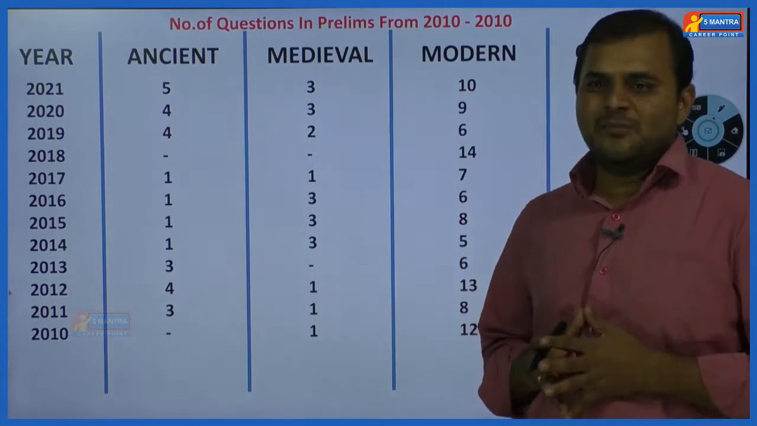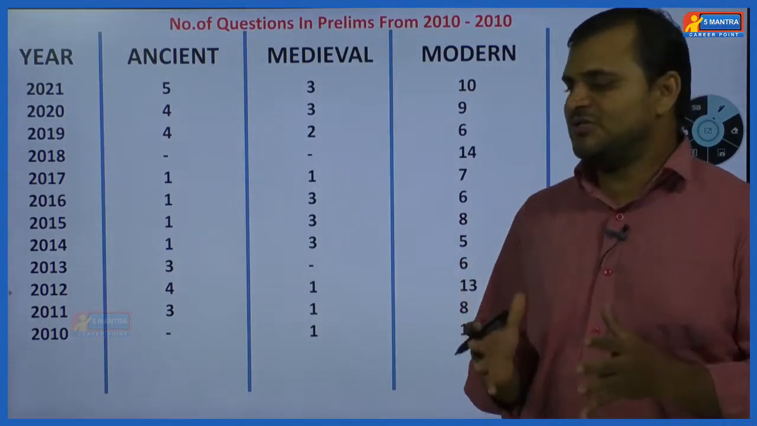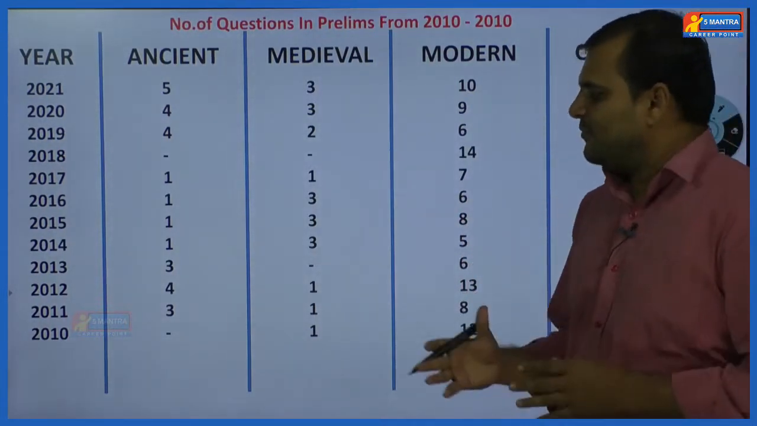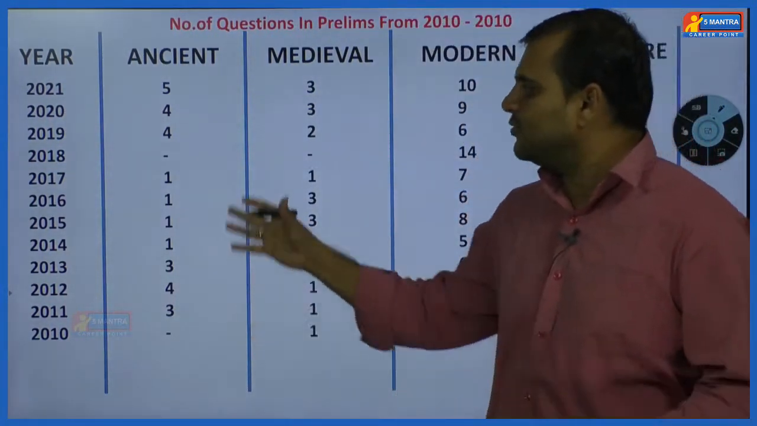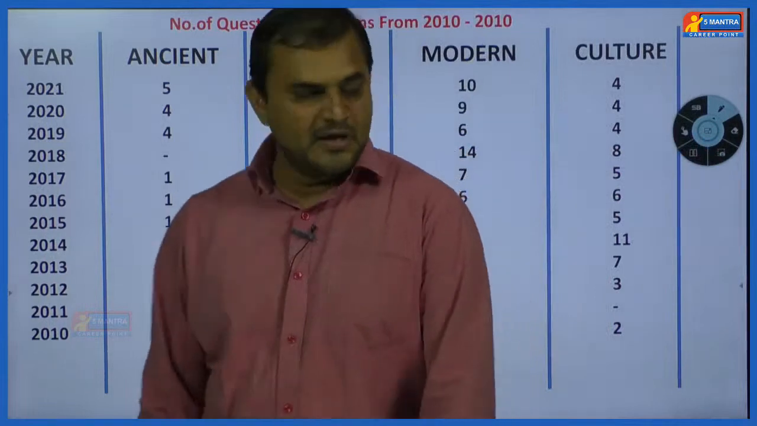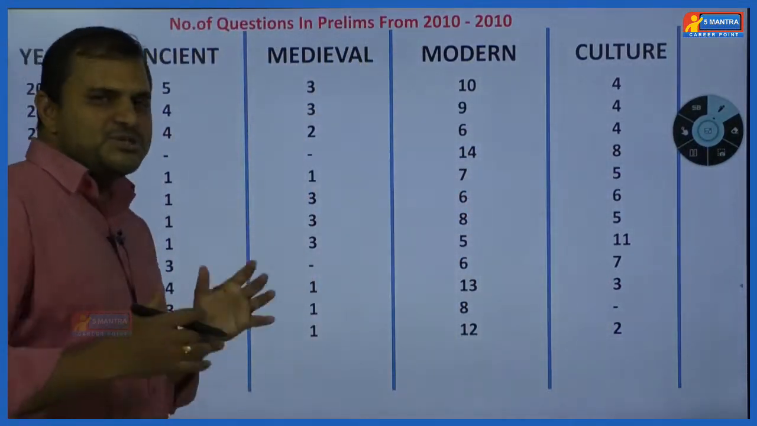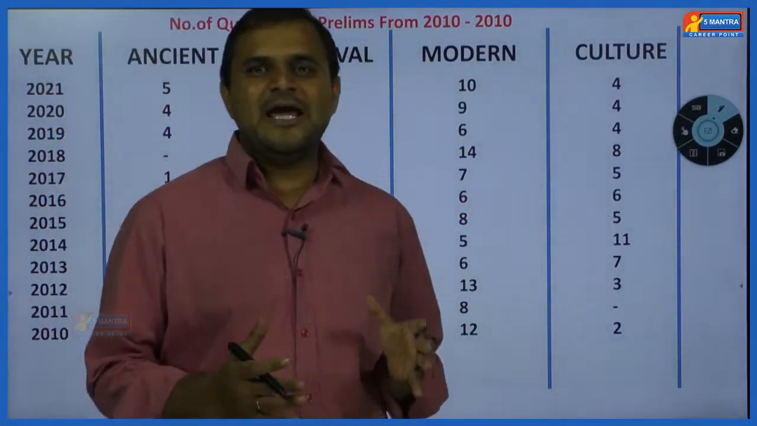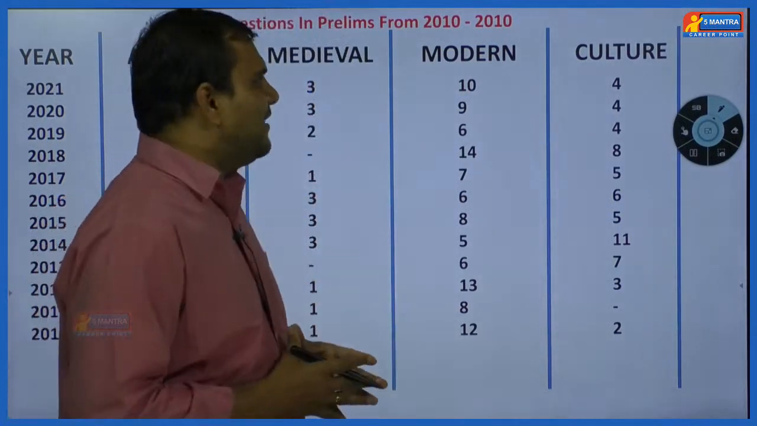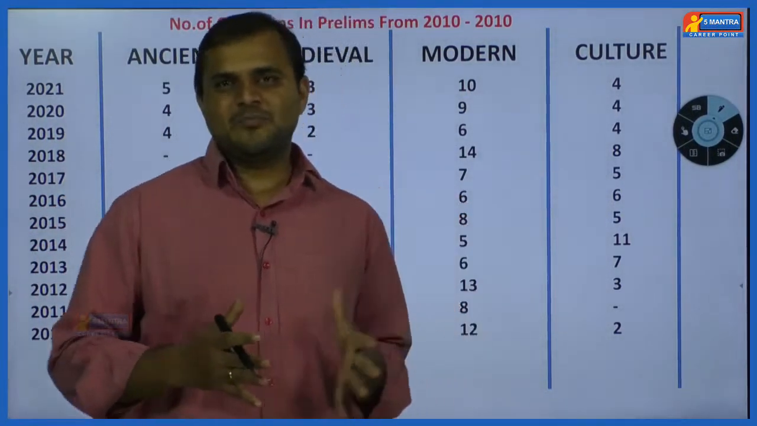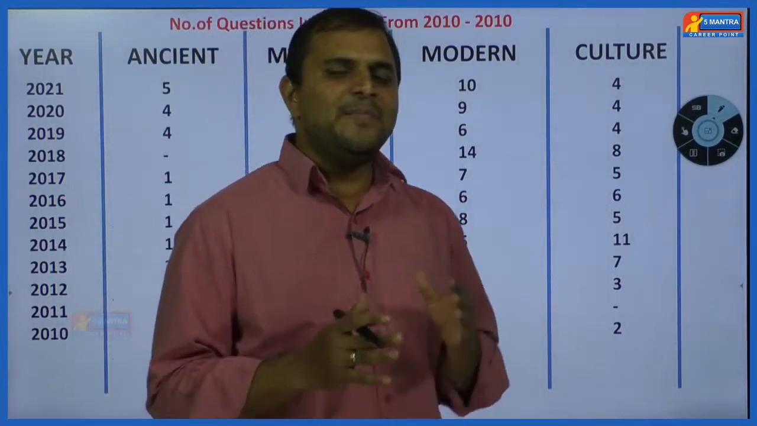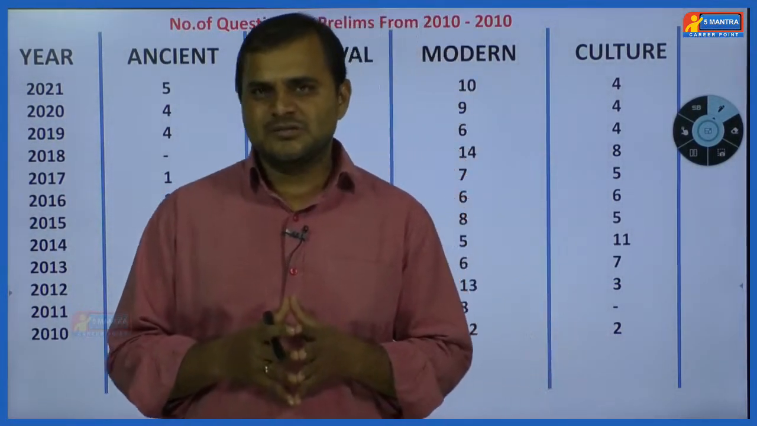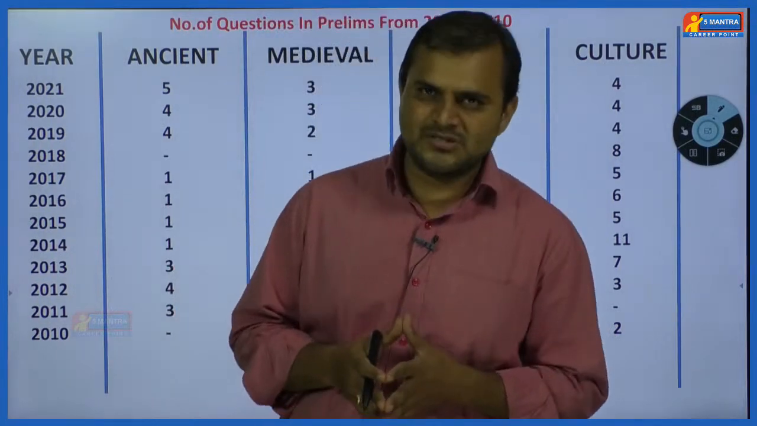First, I'll start with the previous questions. Previous questions analysis: I took previous questions from 2010 to 2021. Here, the history part is divided into ancient India, medieval India, modern India, and the culture part. From this, every year we get a minimum of 20 questions and a maximum of 25 questions.